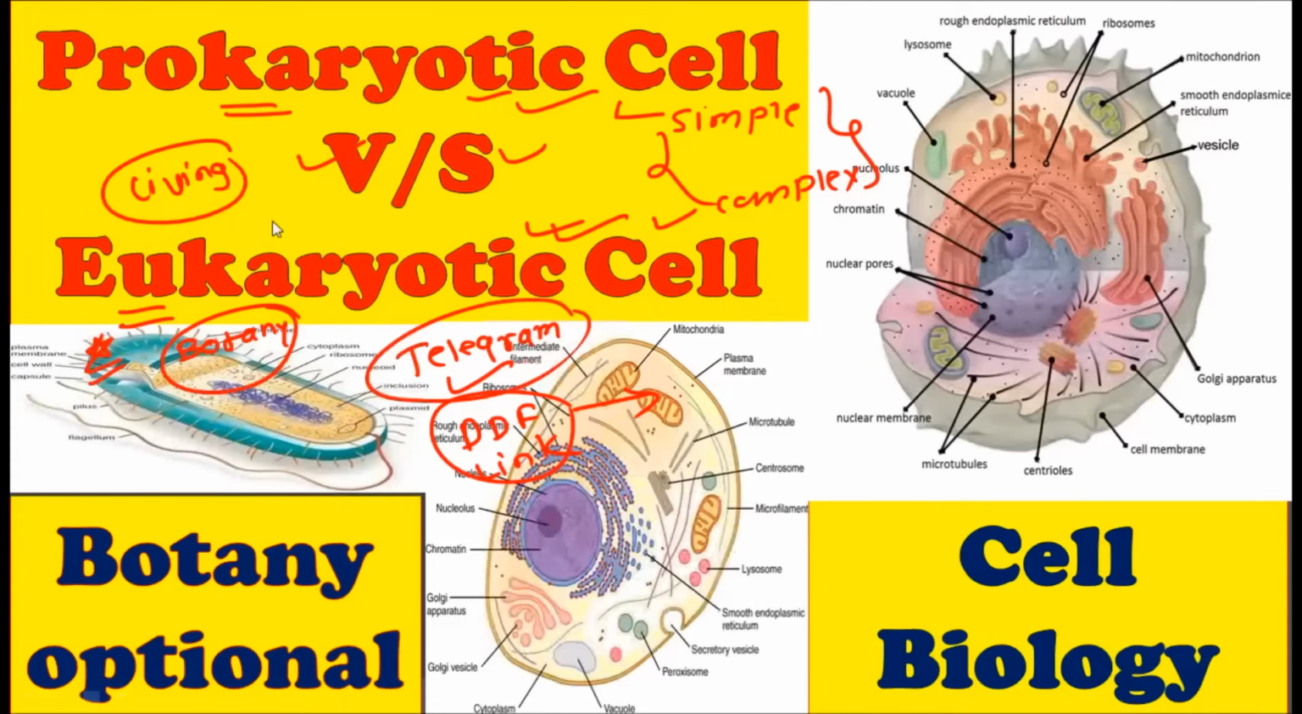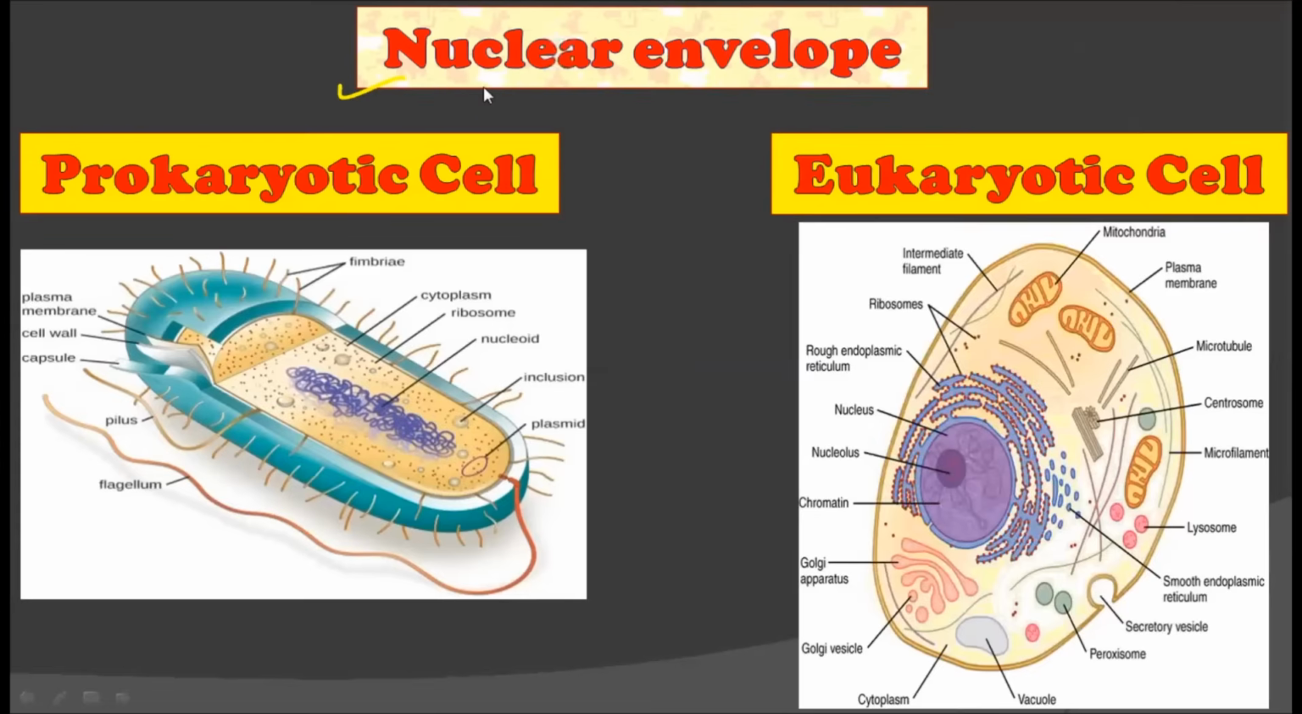Alright. So let's learn about the prokaryotic and the eukaryotic cell. Now the very first difference we are going to see is about the nuclear envelope. In this slide, you can see here on the left side, you will see the prokaryotic cell, and on the right side, you will see the eukaryotic cell. In a prokaryotic cell, there is no nuclear envelope, that is, all the genetic material is not enclosed in a nuclear envelope. That means the nuclear envelope is completely absent in the prokaryotic cell, but on the other hand, in the eukaryotic cell, the nuclear envelope is present.